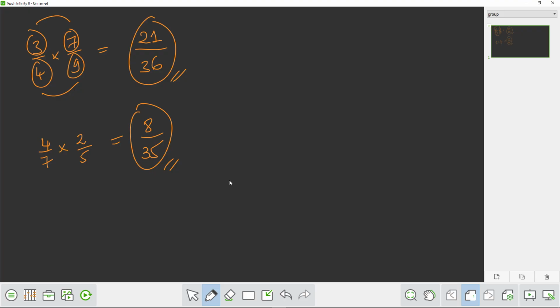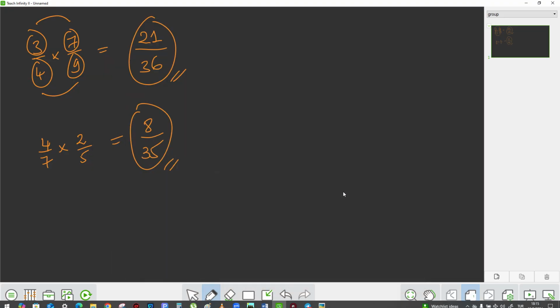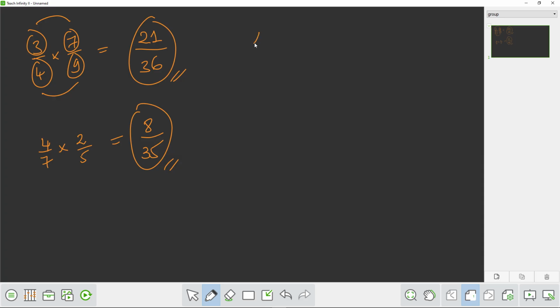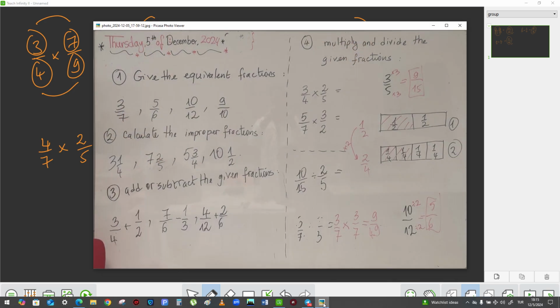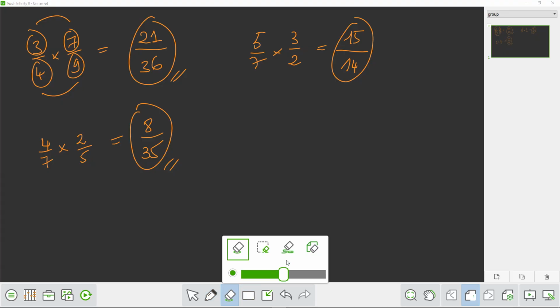We will see it. Let's pick up another multiplication from the example. Let's say you have 5 over 7 times 3 over 2. 5 times 3, 15. 7 times 2, 14. The answer is 15 over 14. That's it. That's all you do. Now let's go to division.